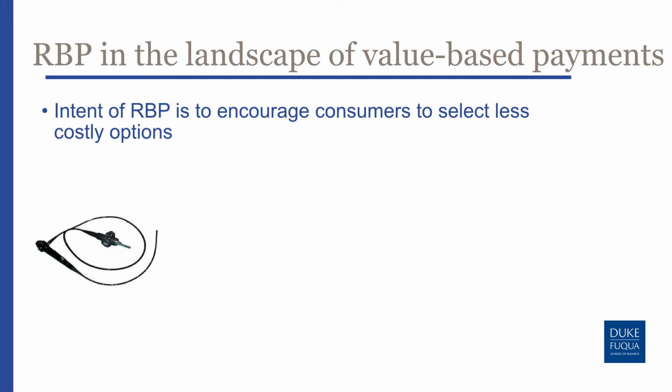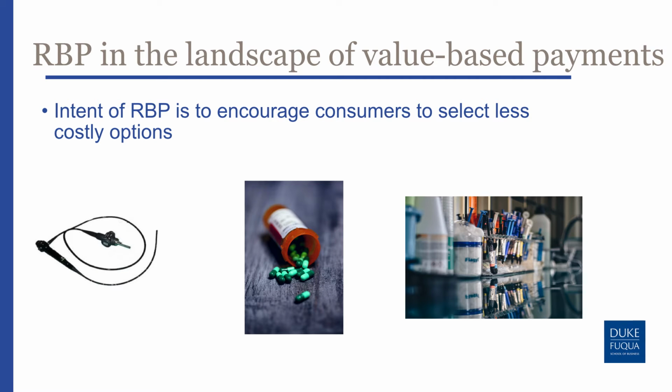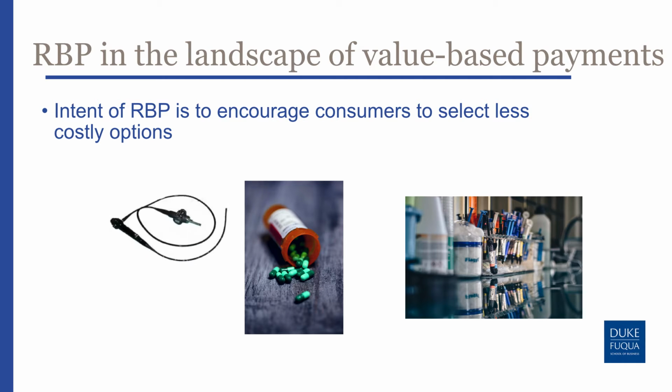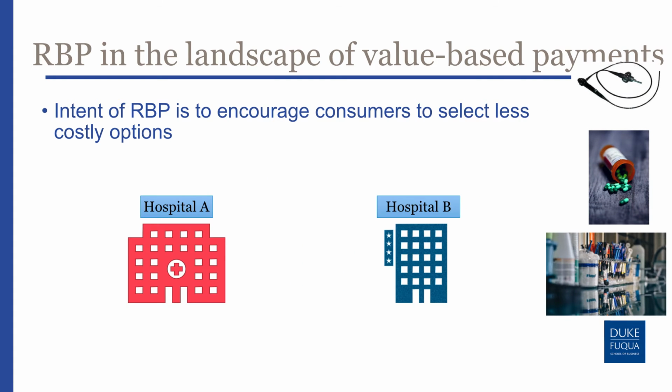So let's say we go back to our previous consumer and they need a colonoscopy. They also need a new prescription drug. And in addition to that, they need blood work. Where should they go to receive all of these services? They have Hospital A and Hospital B right next door to them, and both of them provide similar services at an equivalent level of quality. Hospital A, however, only charges $1 bill, whereas Hospital B charges $3.